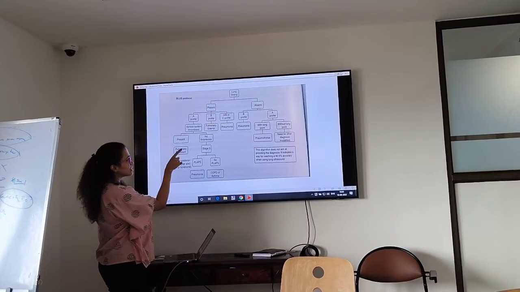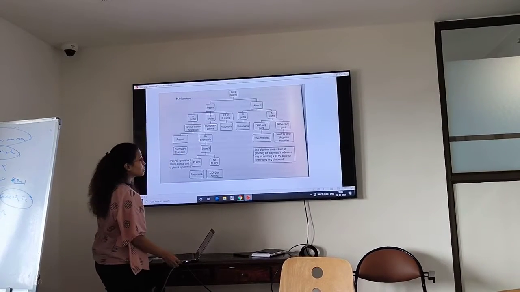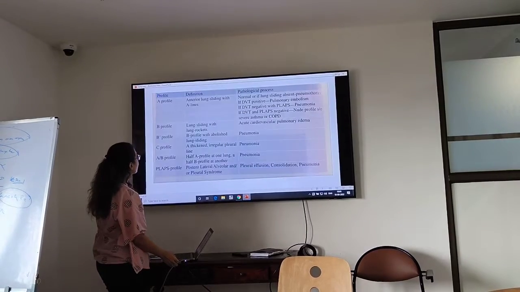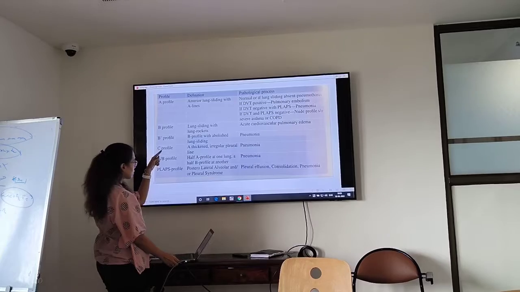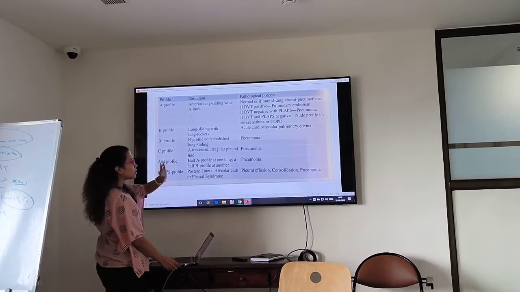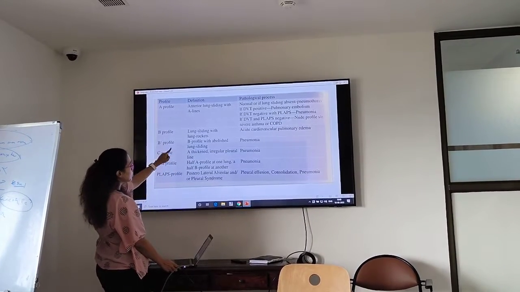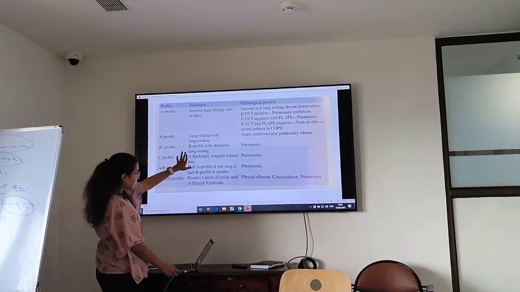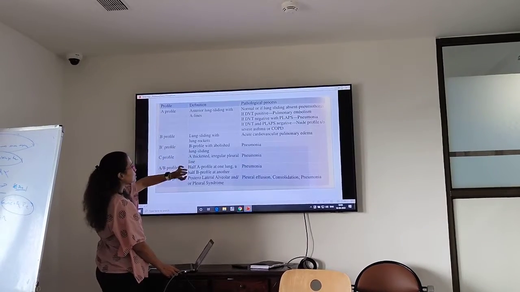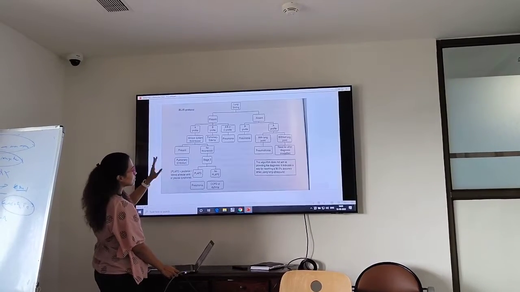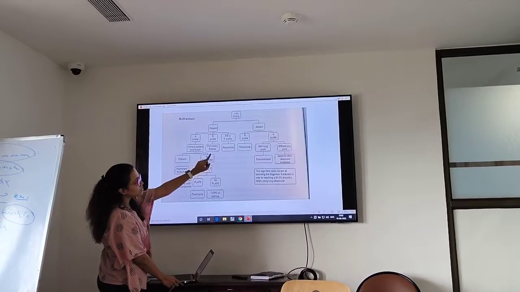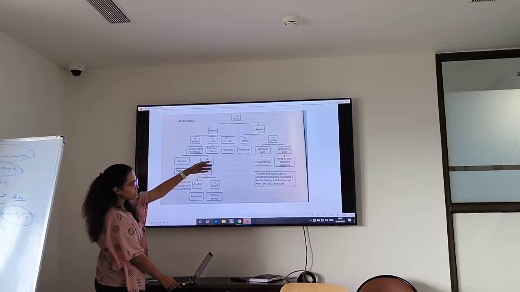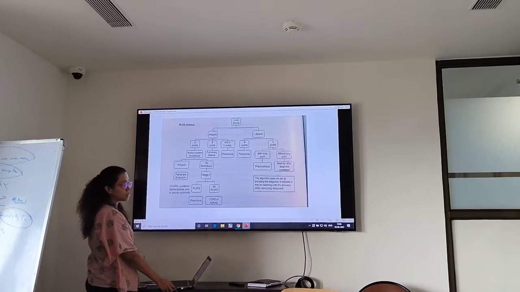So if lung sliding is absent, then we go for the B profile. In B profile, what we had seen was if lung sliding with lung rockets are present, then it could be acute pulmonary edema. If B lines are present but with abolished lung sliding, then we are dealing with pneumonia. Then in A profile, what we saw was with lung point, that was pneumothorax, and without lung point, then we need to diagnose. What is lung point?